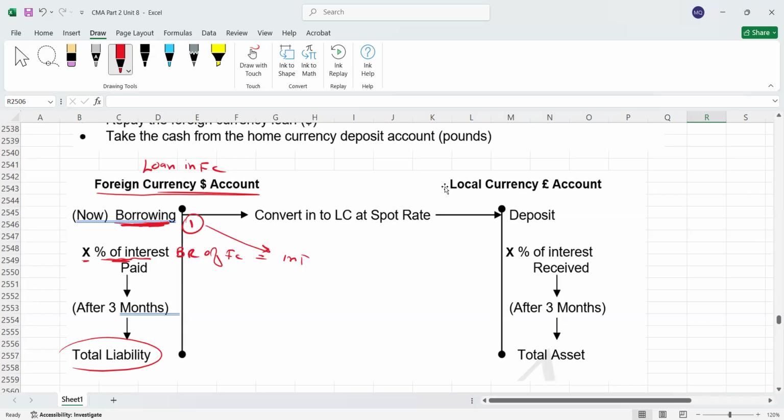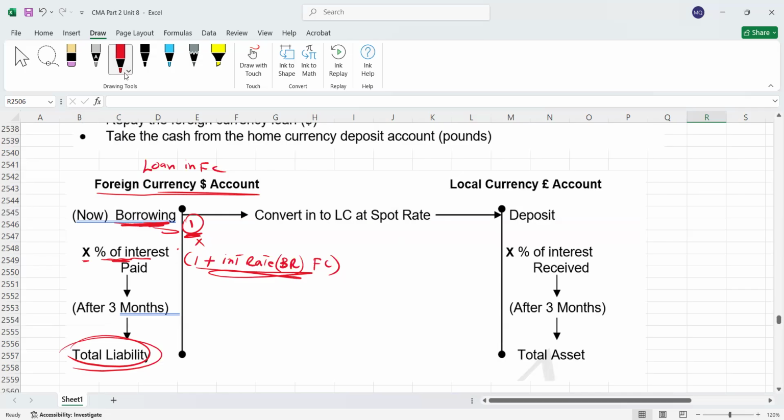Or you can do it this way also. Simply if you take this borrowing and multiply it with 1 plus interest rate, which rate? Borrowing rate of foreign currency. If I just multiply this borrowing, step 1, times 1 plus the borrowing rate of foreign currency, this will give you directly the total liability in 3 months time.